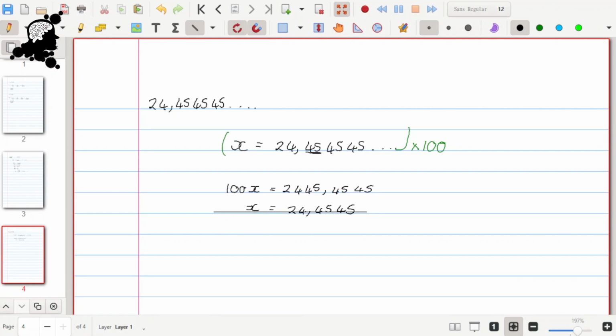So 100x minus x, there's a minus here. This is going to give me 99x. Then 2445 minus 24 is going to give me 2421,0, because the 454545 will subtract. I can say 99x is equal to 2421. Divide by 99, divide by 99.